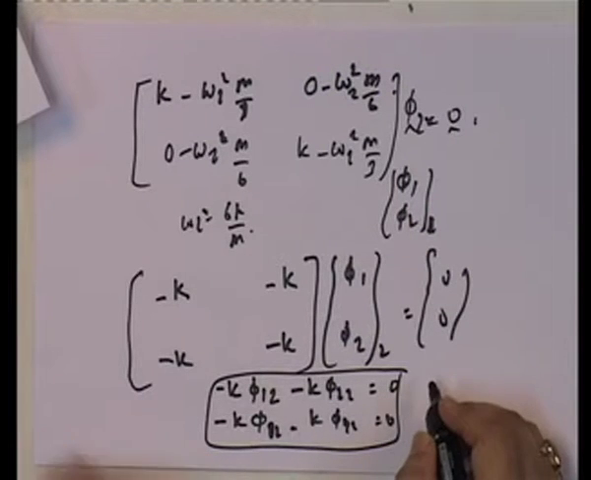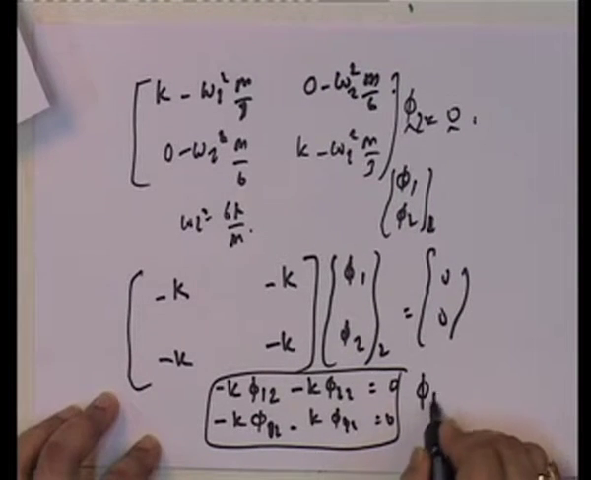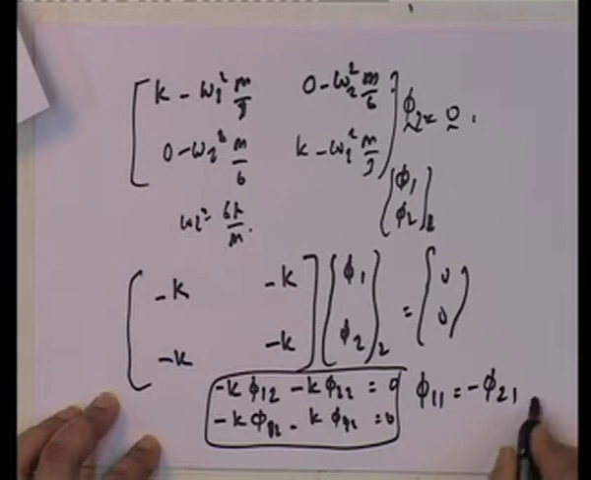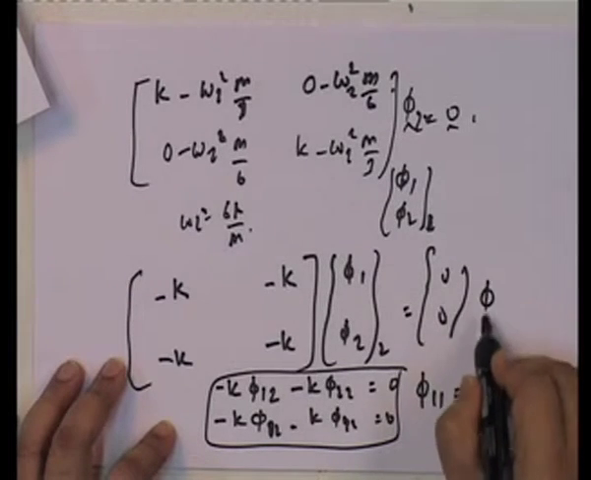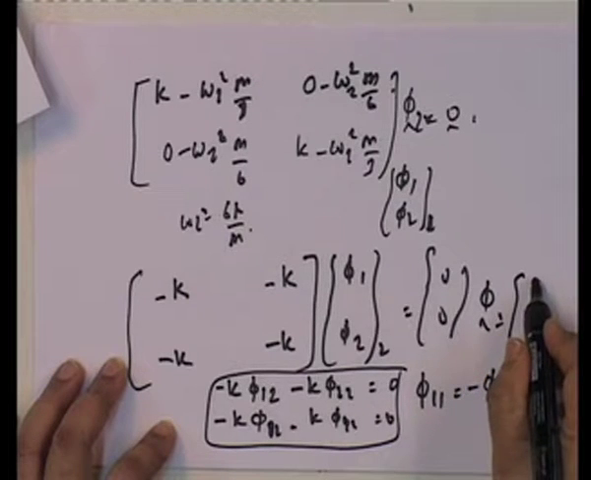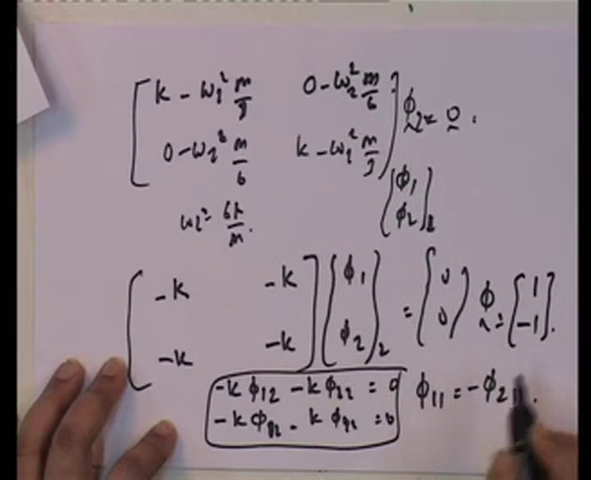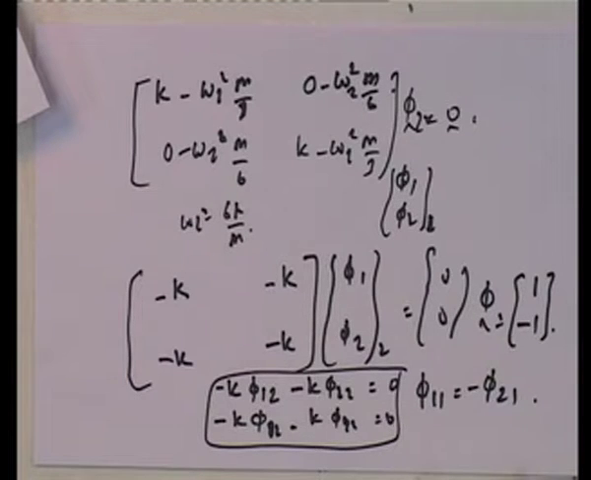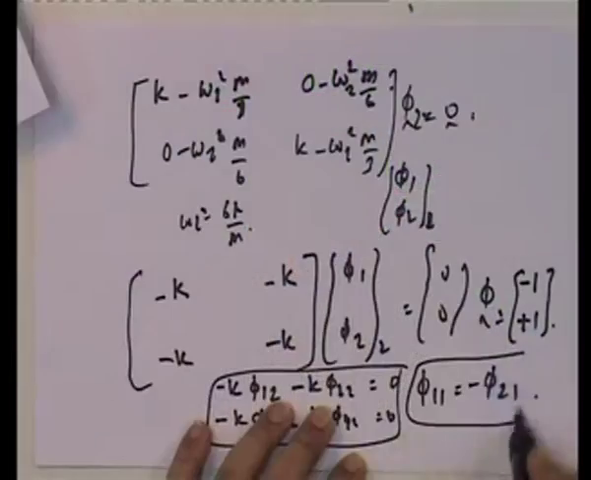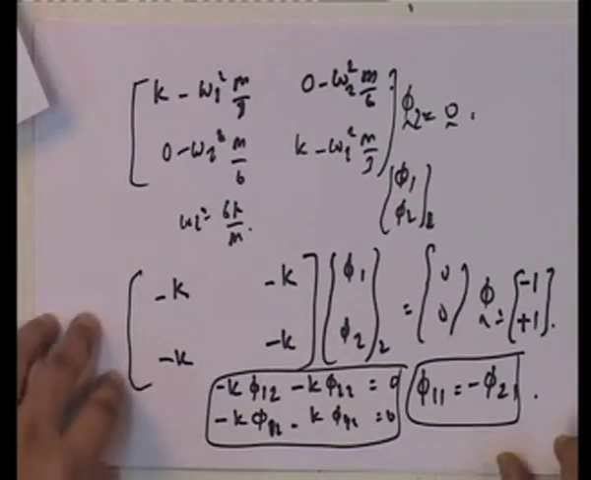So, if I put it in, what does it say? It says that phi 1 1 is equal to minus phi 2 1. So, what is phi 2? Well, if I put this as 1, I get this as minus 1. Or if I put this as minus 1, I get this as plus 1. It does not matter. You can choose any one of them to be 1 and choose the other one to be whatever the relationship gives you. Okay? So, let us now look at these mode shapes. It's going to be very, very interesting.